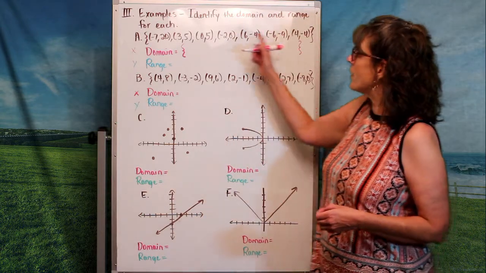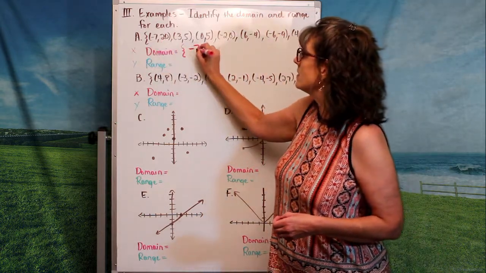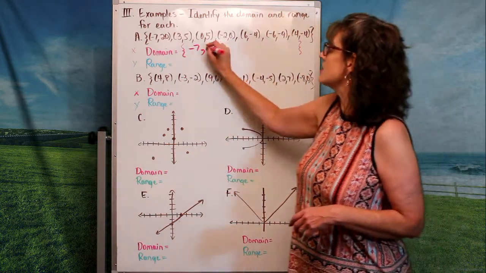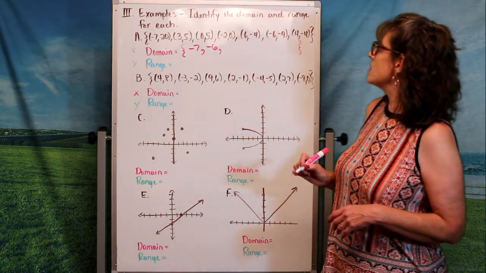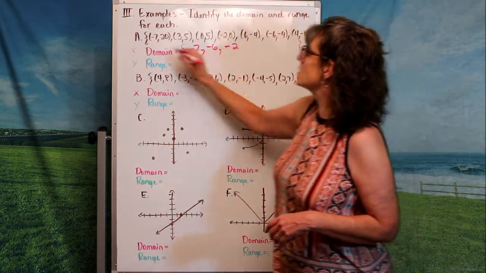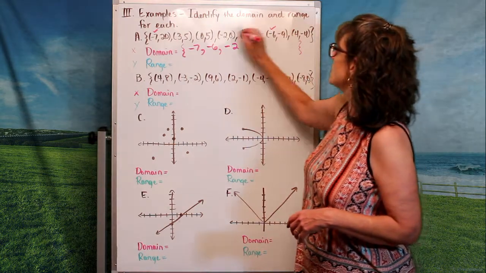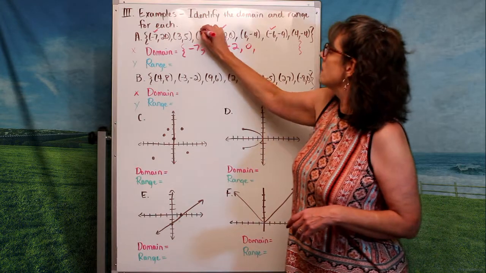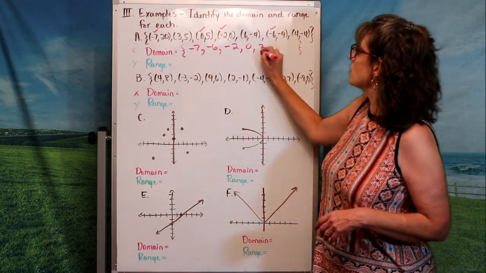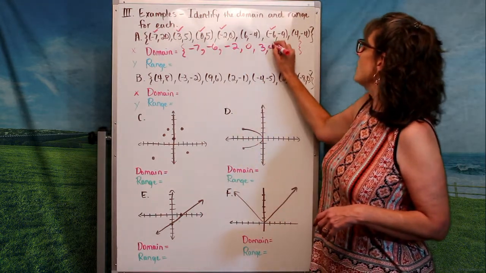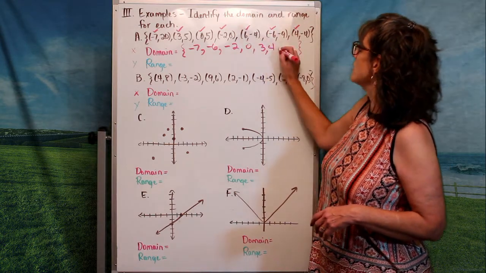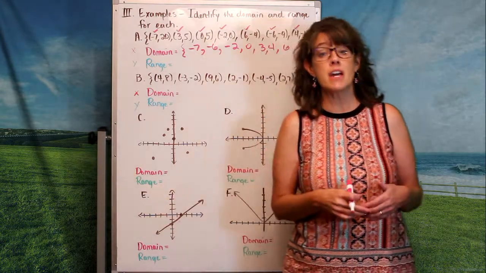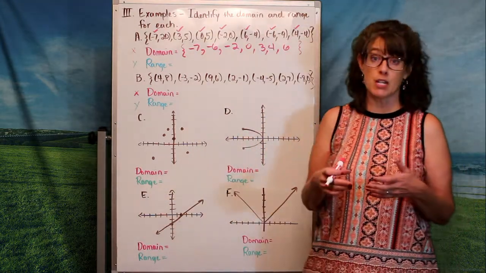So the lowest x value that I see here is a -7. And now I'm going to work my way up. The next highest x value that I see is a -6. The next highest value that I see is a -2. Let's see, check these off. -7, -6, -2. The next highest value that I see is a 0. The next highest value that I see is a 3. The next highest value that I see is a 4. And then the highest value that I see is a 6. There is my domain. These are all of the x values for that particular relation.